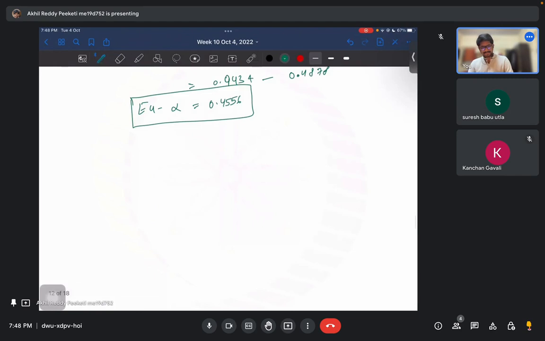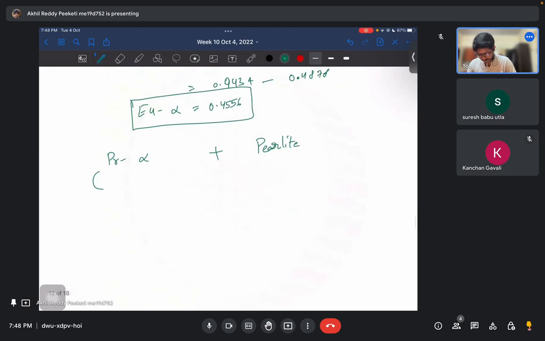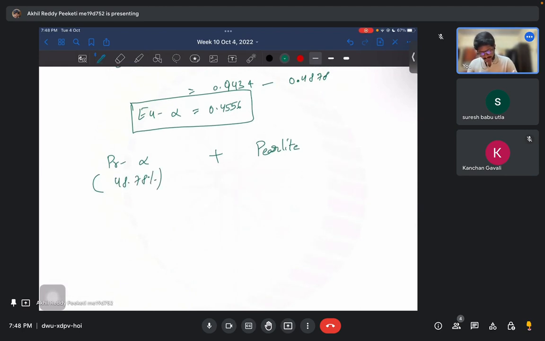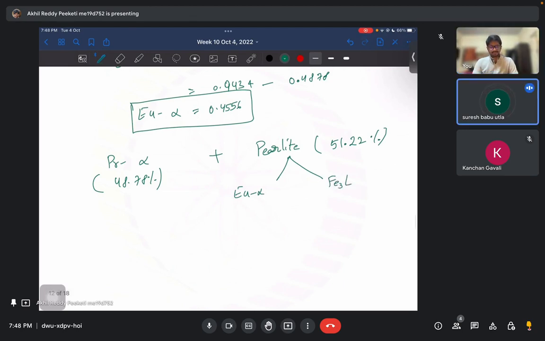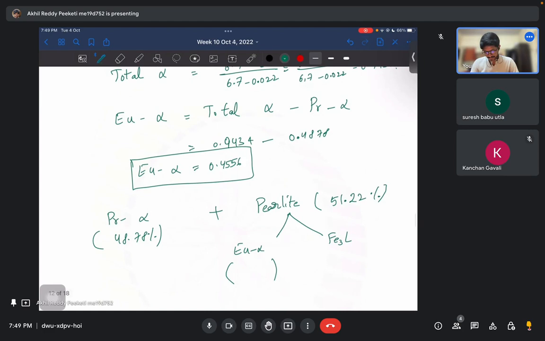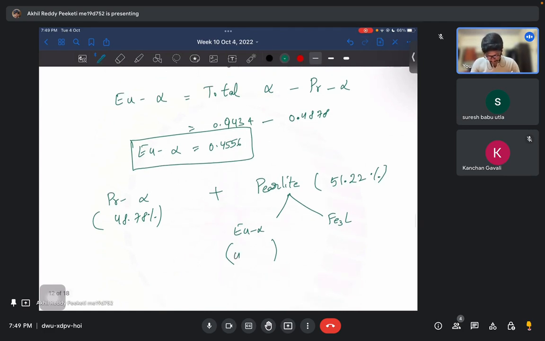So now did you understand? So we have pro-eutectoid alpha plus pearlite. So pro-eutectoid alpha is 48.78%. So pearlite would be 51.22%. Okay. Now in that pearlite, again we have eutectoid alpha and Fe3C. So this in total would account for 45.56, and this cementite would be how much?